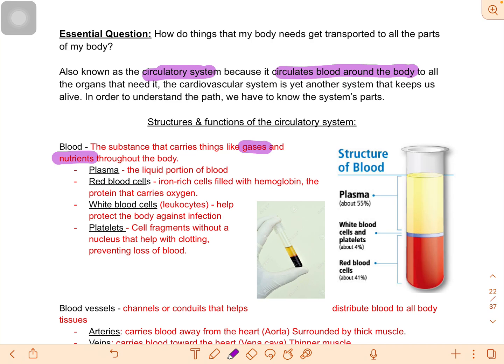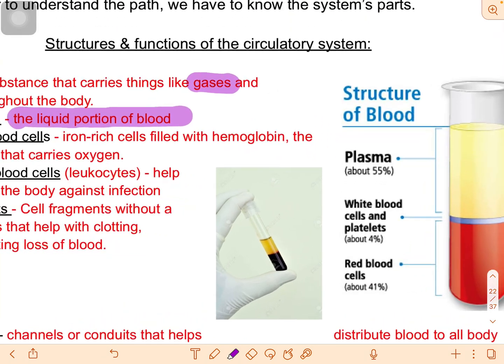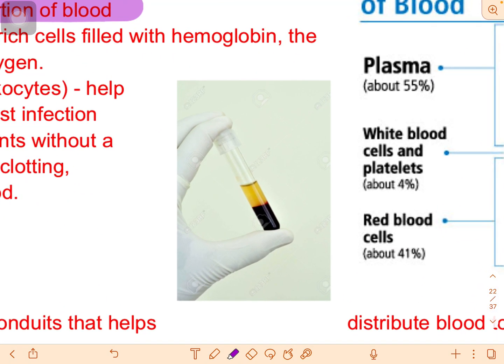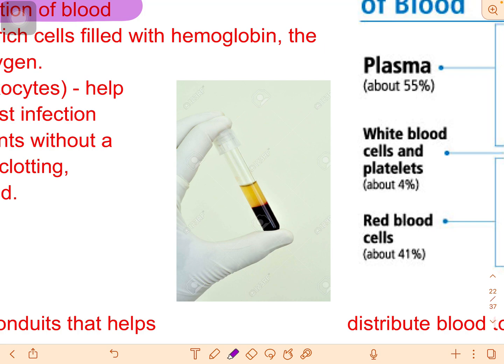So part of this structure is the plasma. Blood structure is the plasma. It is the liquid portion of the blood. This is what actually makes our blood wet, all right? And we can see plasma here in this particular picture that I put into the notes, where you have this kind of clear liquid right here.